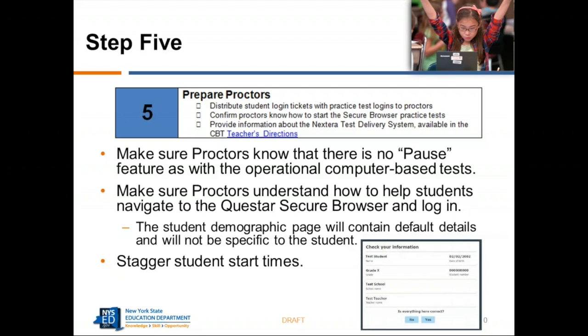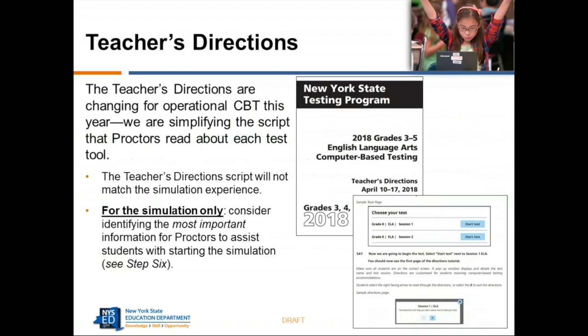It's up to you. Make sure proctors know how to navigate into the Questar secure browser. Make sure they know what the secure browser looks like, and that students can't get anywhere, they can't go to Google and look up a question when they're inside the secure browser. And let the students know that when they open that secure browser and log into that practice test, they're going to see a phony student demographic page. There's a little image of it there on the lower left. On the day of operational CBT, that demographic page will have your students' real information in it. And a student is asked, as part of the teacher's directions for operational CBT, to verify that that information is correct. And then also, you want proctors to be familiar with what we mean by staggering student start times.